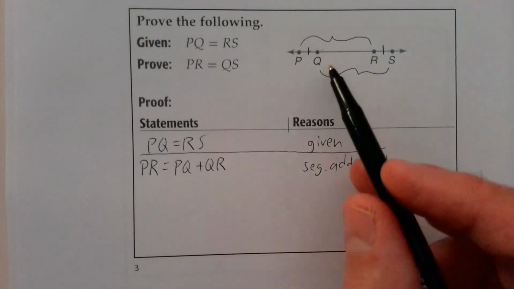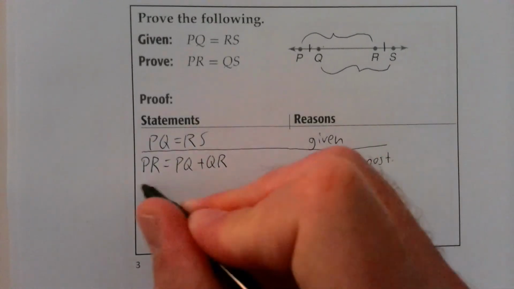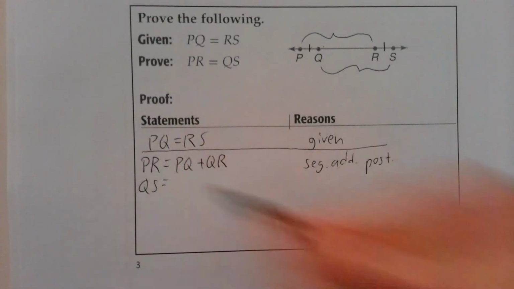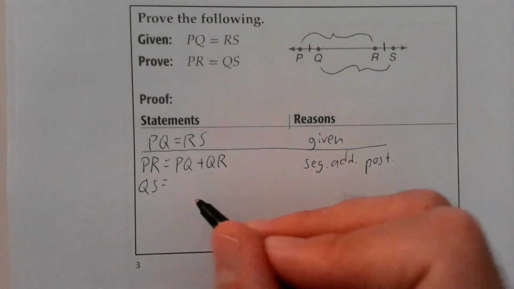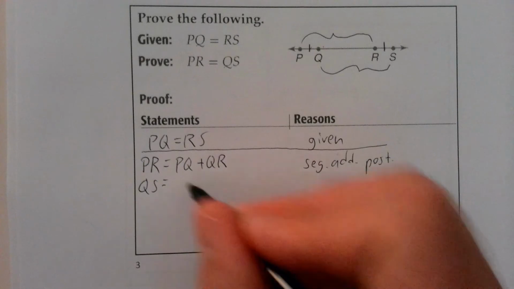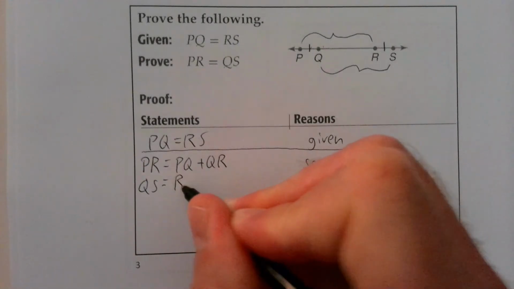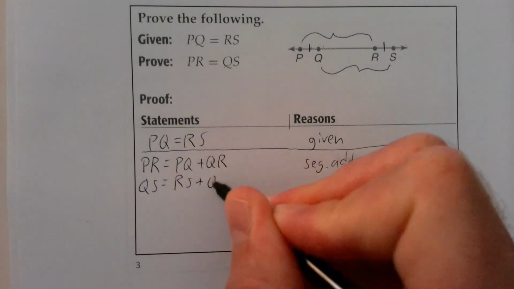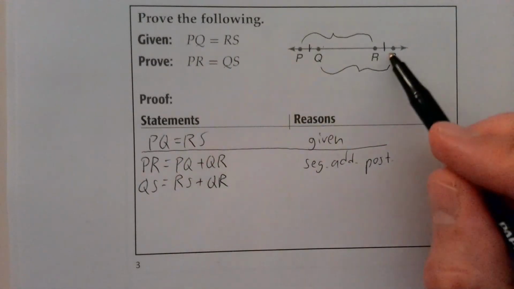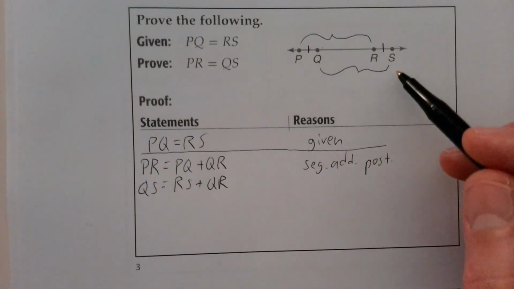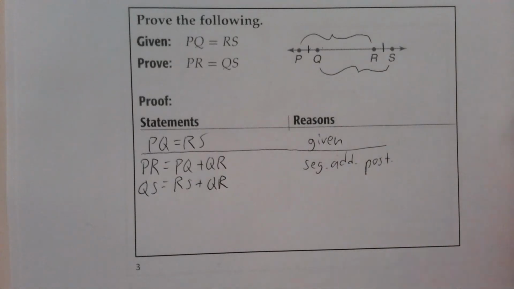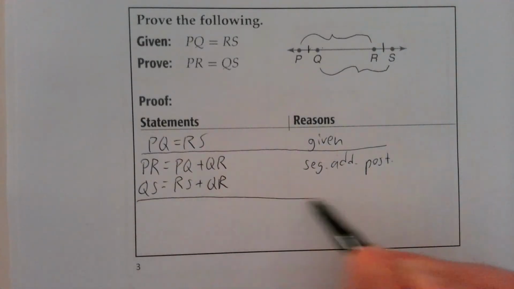Another thing I can say is something about QS. In this same step, I'm also going to use that segment addition postulate. I'm going to say RS plus QR. Doesn't matter which order you write that. You can add this to this or this to that. Doesn't matter. Whenever you add, you get the same results. So that's also because of that segment addition postulate.